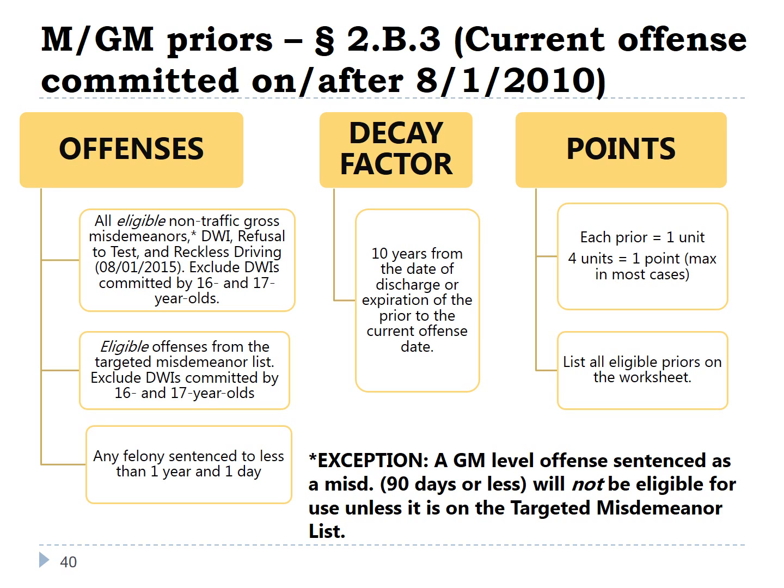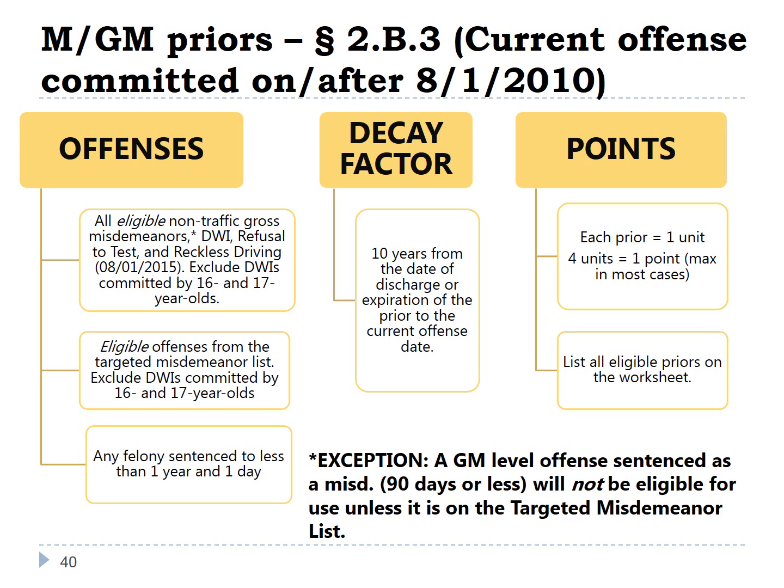What you want to include in criminal history are all non-traffic gross misdemeanors, gross misdemeanor DWI, refusal to test, or reckless driving, all offenses from the targeted misdemeanor list, and all felony offenses which were sentenced to less than a year and a day. What you don't want to include, again, are those DWIs committed by 16 and 17-year-olds, which are either misdemeanors or gross misdemeanors.